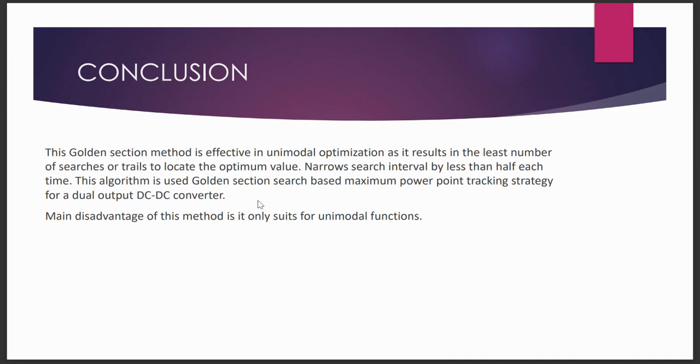So the disadvantage of this method is that it only suits unimodal functions, and also it is only one dimensional. So this is the overview of the golden section method. Thank you.